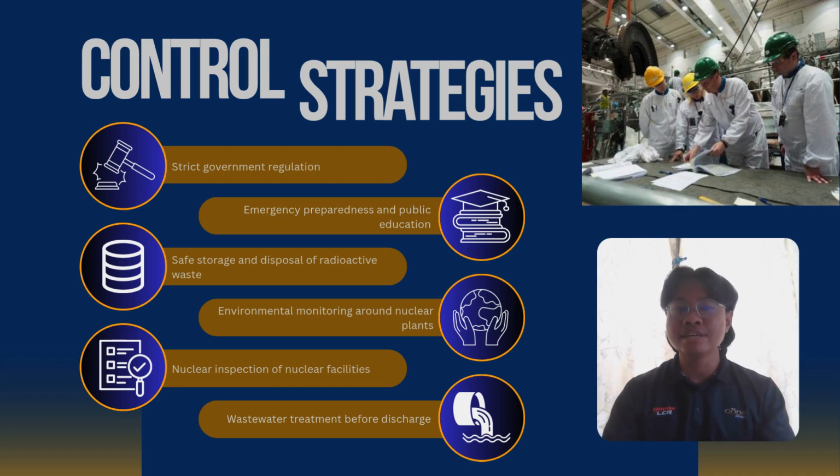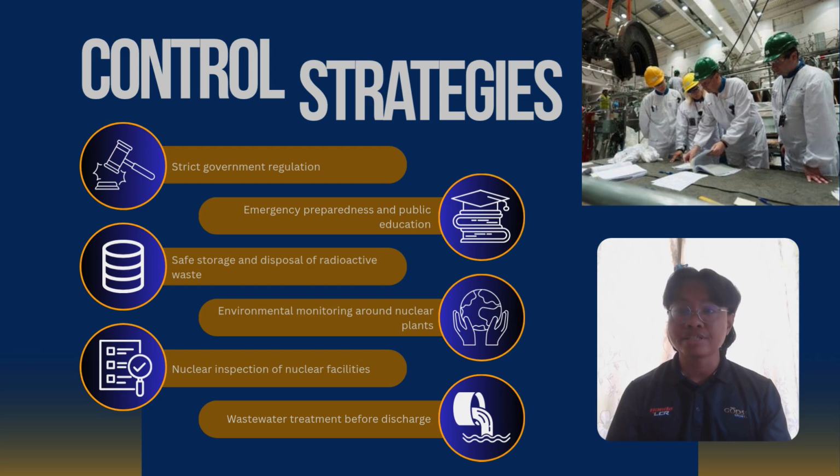Hi, my name is Haziq, and for my part, I will explain the control strategies for nuclear and radioactive materials to minimize environmental pollution and protect human health. The first strategy is strict government regulation. Government should establish and enforce comprehensive laws and safety standards to ensure that radioactive materials are handled, transported, and used responsibly.